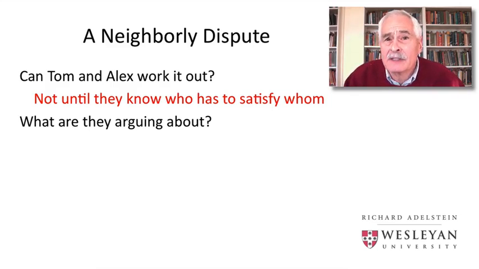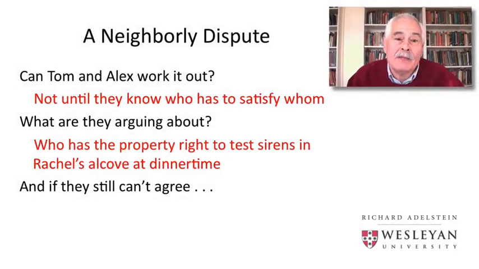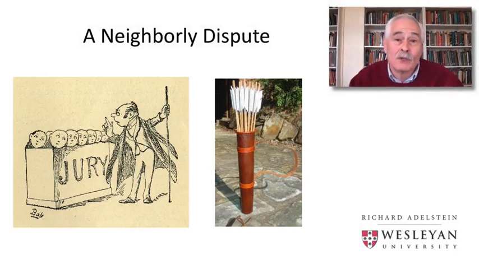But if Alex wins the case, then he gets the property right to test sirens in Rachel's alcove, and he will use that property right negatively. He won't enter Tom's house to test the sirens himself, but he will control the use of Rachel's alcove by not allowing Tom to use Rachel's alcove to test sirens. And as we've seen, if they can't agree informally, then they will go to court.